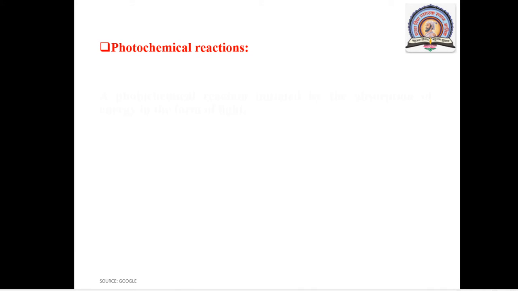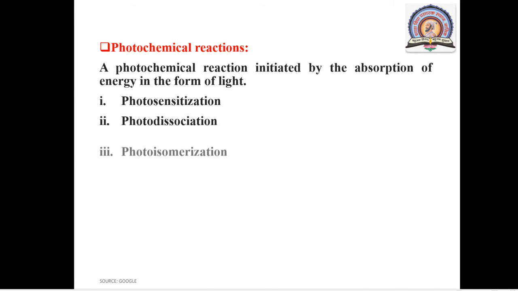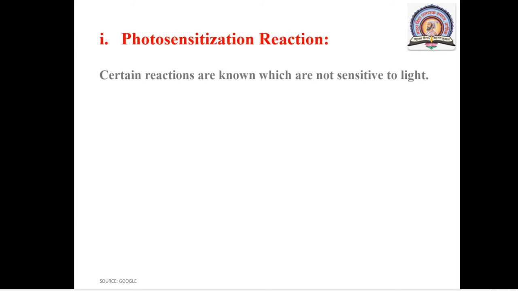Now see photochemical reactions. A photochemical reaction is initiated by the absorption of energy in the form of light, like photosensitization, photodissociation, photoisomerization and photoaddition. We have to see all these four reactions. So first is the photosensitization reaction. This is a very interesting reaction.